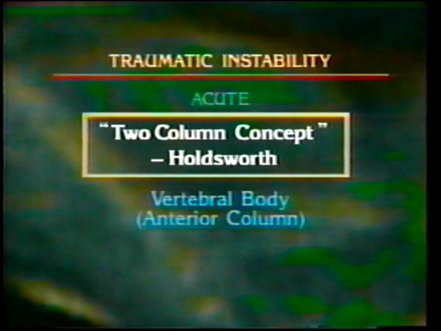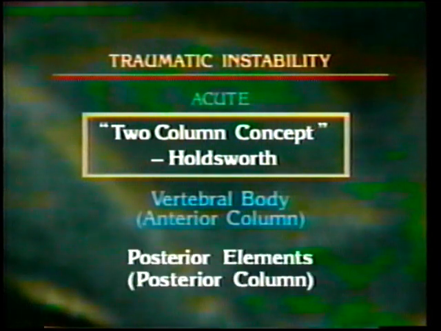We have the two-column concept long ago established by Holdsworth. Holdsworth felt that the vertebral body and its associated ligaments and discs comprised the anterior column, and the posterior elements, including the ligaments and the facet joints and the lamina and the ligamentum flavum, provided the posterior column. And complete disruption of one of these two columns was, by definition, instability.